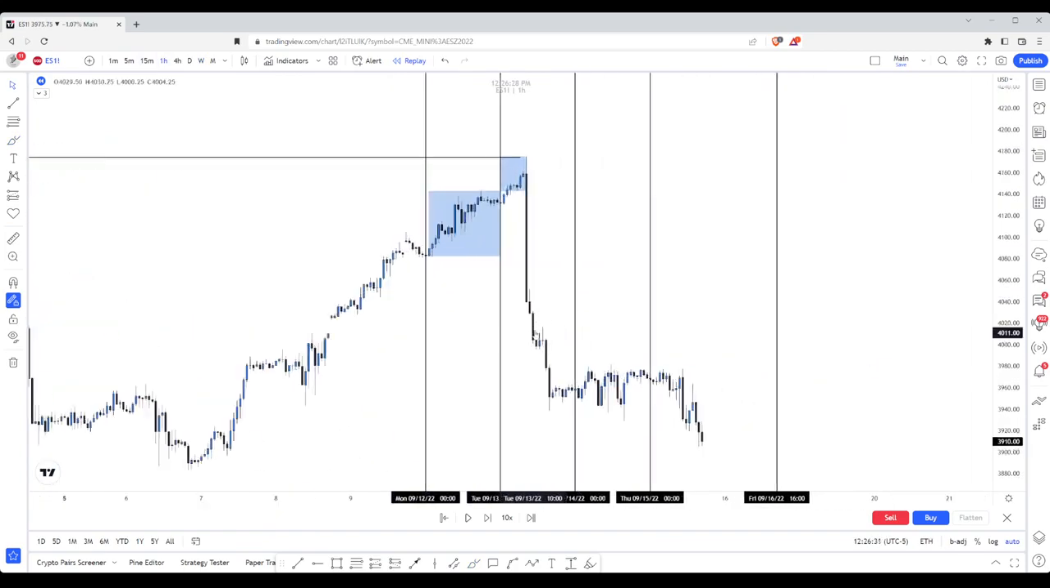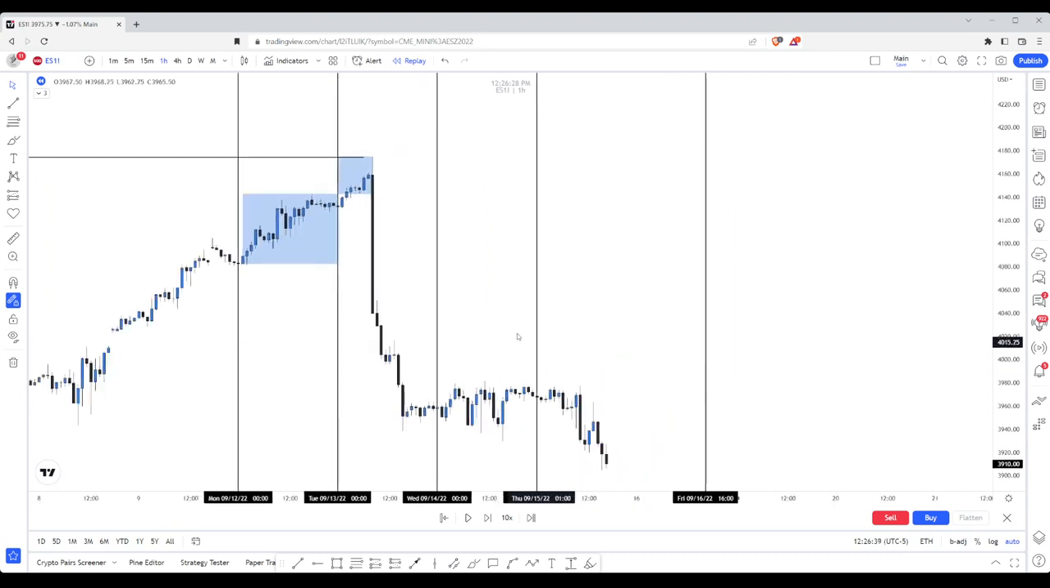Now let's say you didn't catch it on this day, on Tuesday. Let's say you were bearish here on Wednesday, you could have caught a sell early in the morning. It wouldn't have been the most expansive move, but there was a sell right around the time we looked for it.